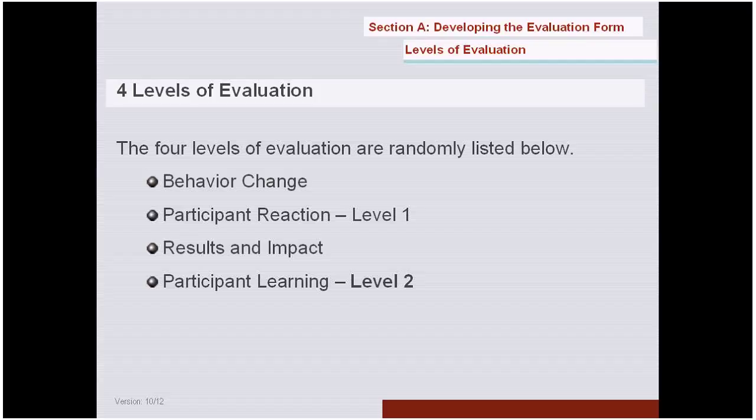Behavior change. Results and impact. Okay, we got a little bit of both. We got behavior change and results and impact. Those of you who say results and impact, why do you think that would be level 3? Or those of you who said behavior change, why do you think that one would be level 3? I'm taking my learning, then I'm going back and I'm facilitating changes in what I do in my program.